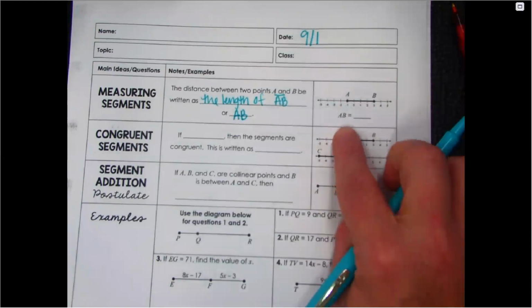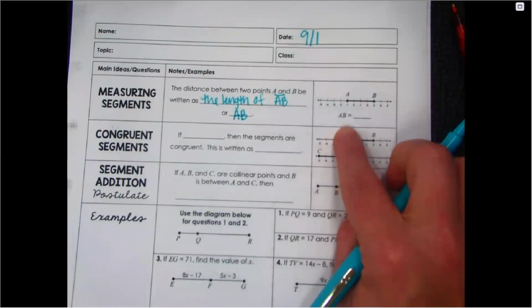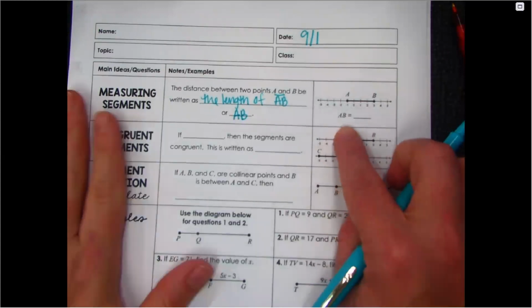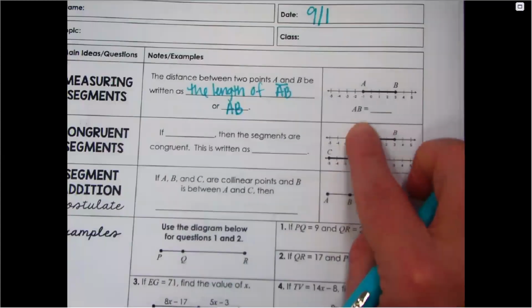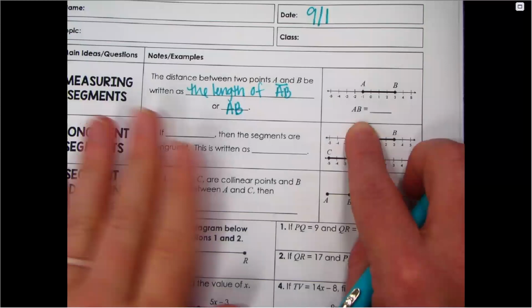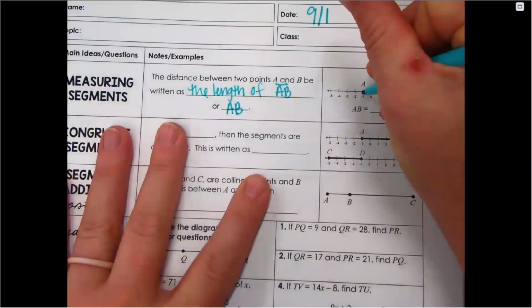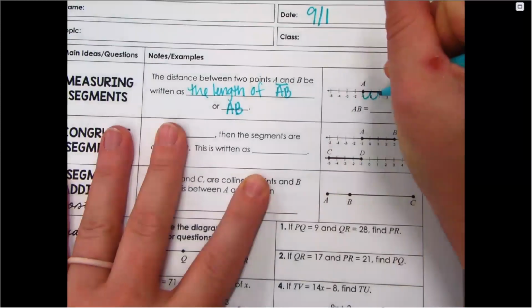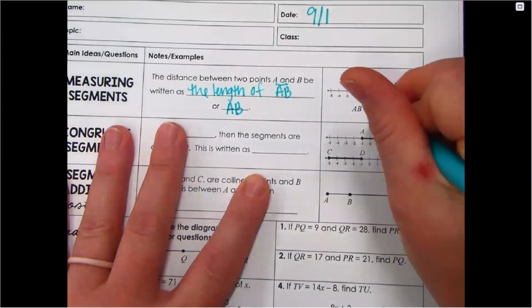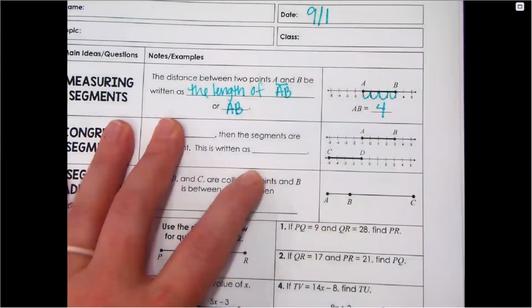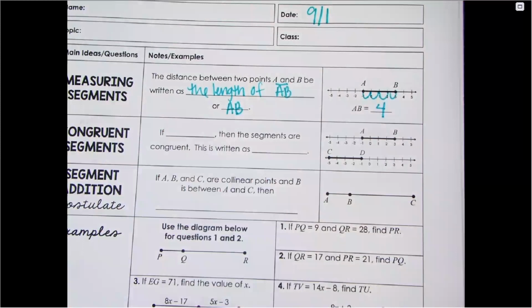So how would we find, or what is the distance between A and B? It's 4 spaces, and that's exactly how I do it too. Like I look at it and I think, okay, 1 space, 2 space, 3 space, 4 space. So that's 4 units in length. But there is a way that you can do it mathematically.